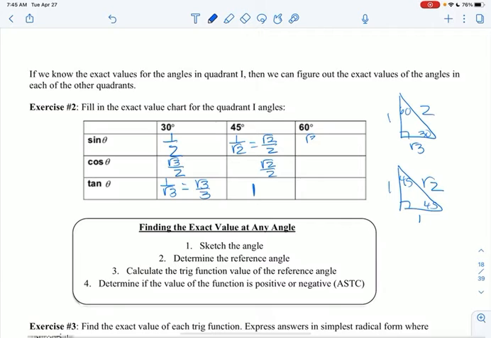60 is radical 3 over 2. Sine of 60, radical 3 over 2. Cosine of 60 is 1/2. And tangent is radical 3.